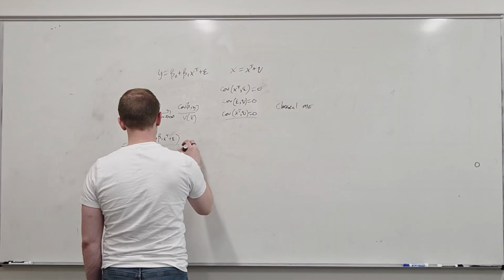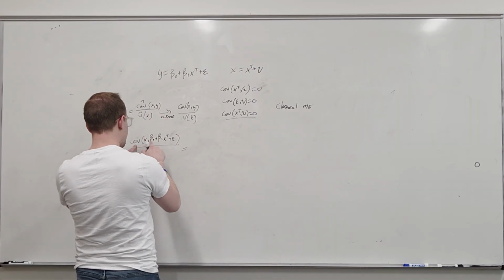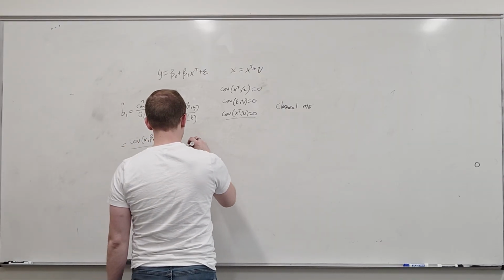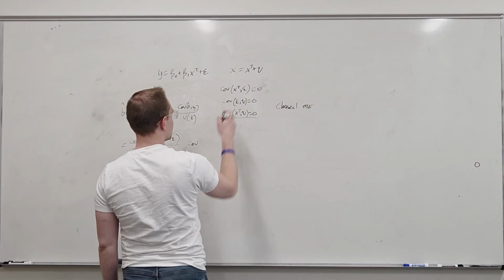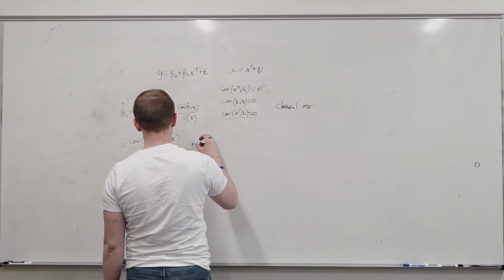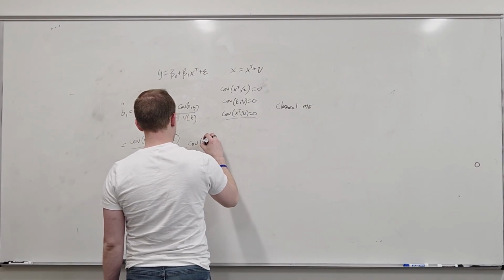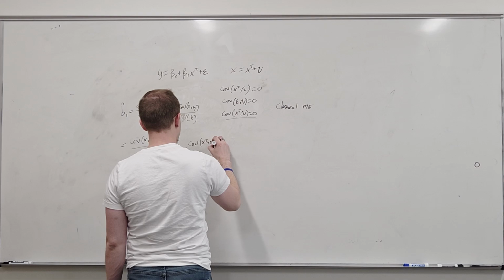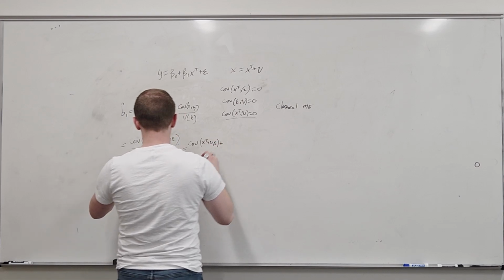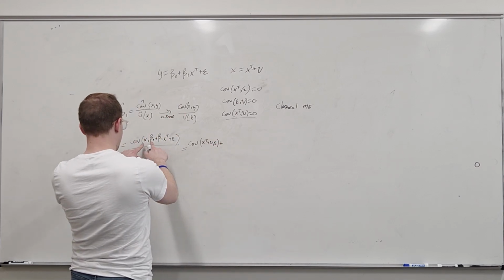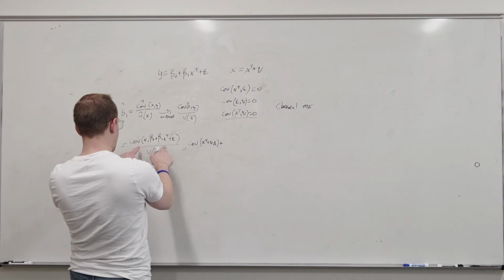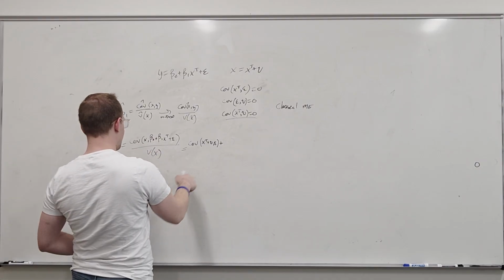Let me try to clean this up. So that's going to be the covariance of x and epsilon. And what is x? It's the true x plus nu. So covariance of true x plus nu and epsilon plus, all right, beta naught and, oh, why did I do epsilon first?